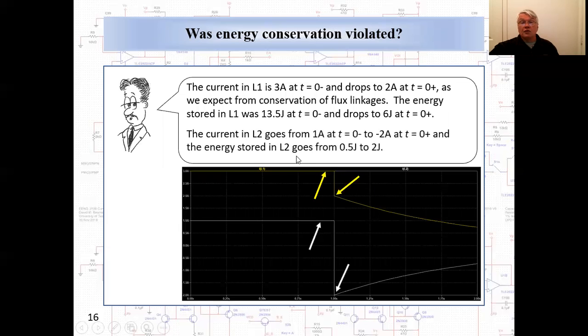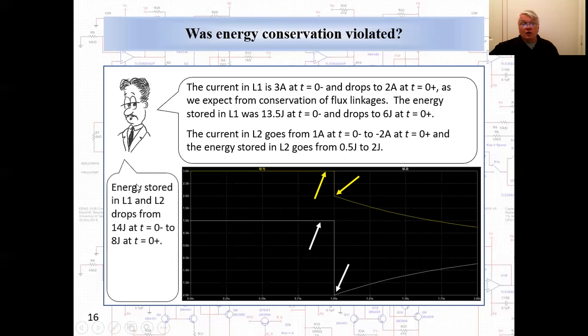The current in L2 goes from 1 amp at t equals 0 minus to minus 2 amperes, a total change of 3 amperes at t equals 0 plus, and the energy stored in L2 goes from 0.5 joule to 2 joules. So the energy stored in the inductors just before the switch opened was 14 joules, and it dropped to 8 joules immediately after opening the switch. Where did the 6 joules go?